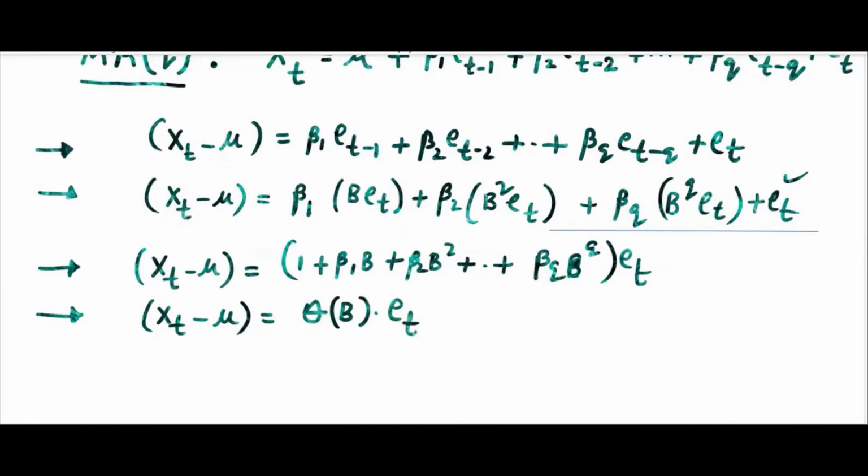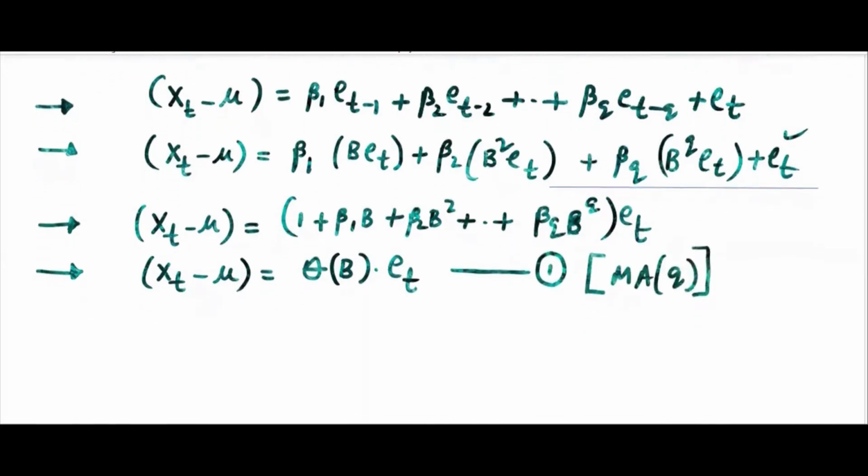So Xt minus mu is equal to theta(B) et. This is for the MA process. If I write it, this is for the MA(q) process. Similar to this, we had one for the AR process. For the AR(p) process, if you remember, we had one representation.